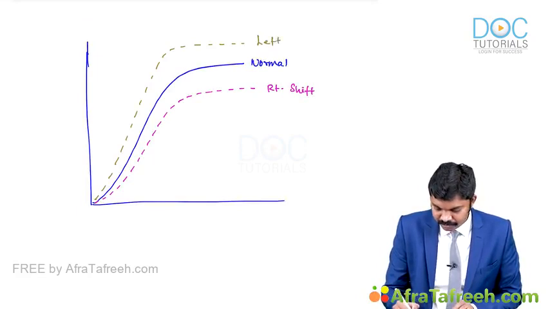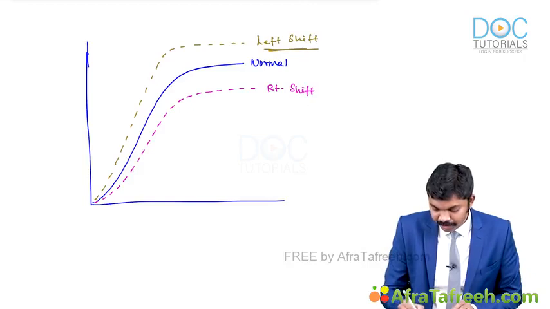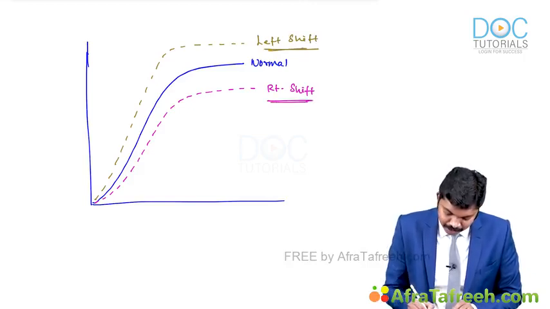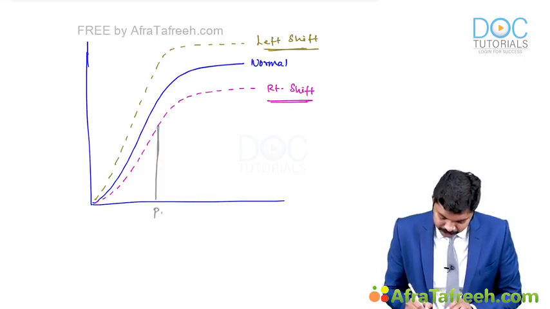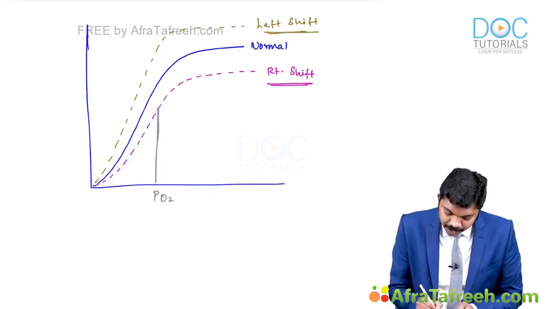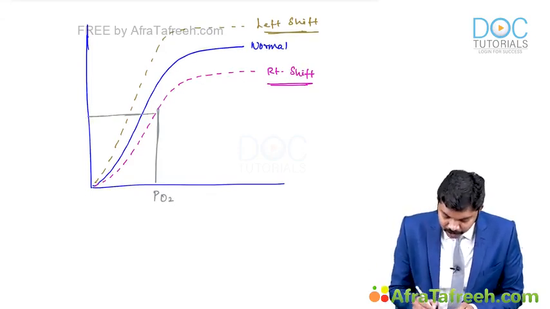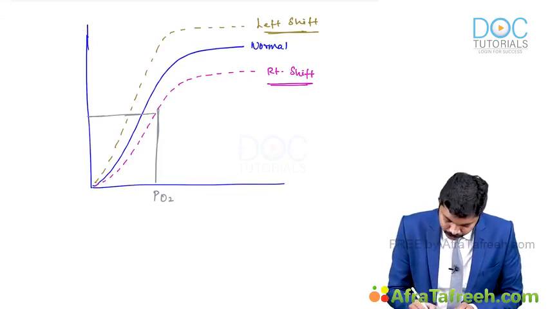So, left shift of curve. Needless to explain, it is very obvious right from the diagram itself. For the same partial pressure of oxygen in blood, we do have three levels of saturation. A normal saturation will be comparatively higher.